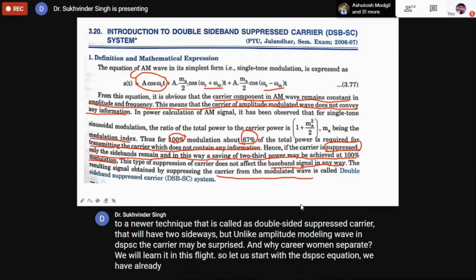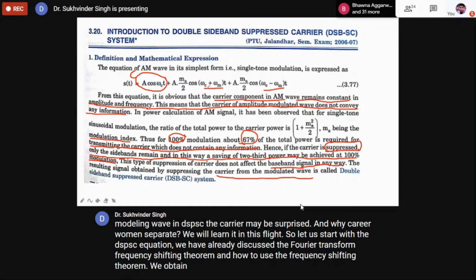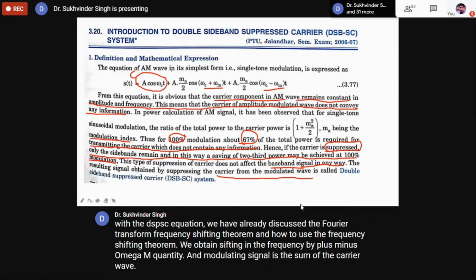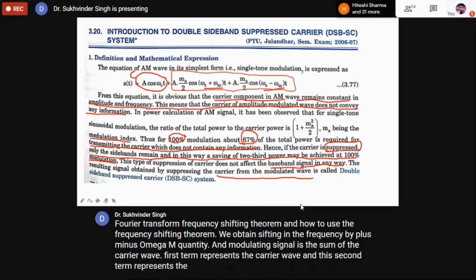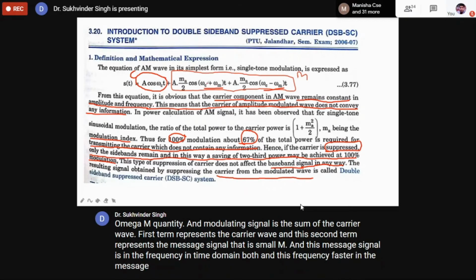We have already discussed the Fourier transform, the frequency shifting theorem, and how to use the frequency shifting theorem. We obtain shifting in the frequency by plus minus omega m quantity. And the modulated signal is the sum of the carrier wave, the first term, and the message signal, the second term, that is small m. And this message signal is in the frequency and time domain both. The first term represents the upper sideband, and the second term represents the lower sideband.